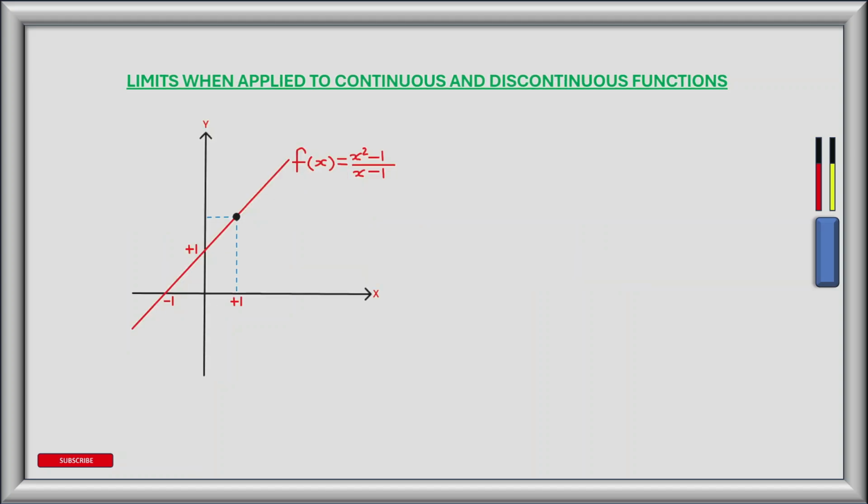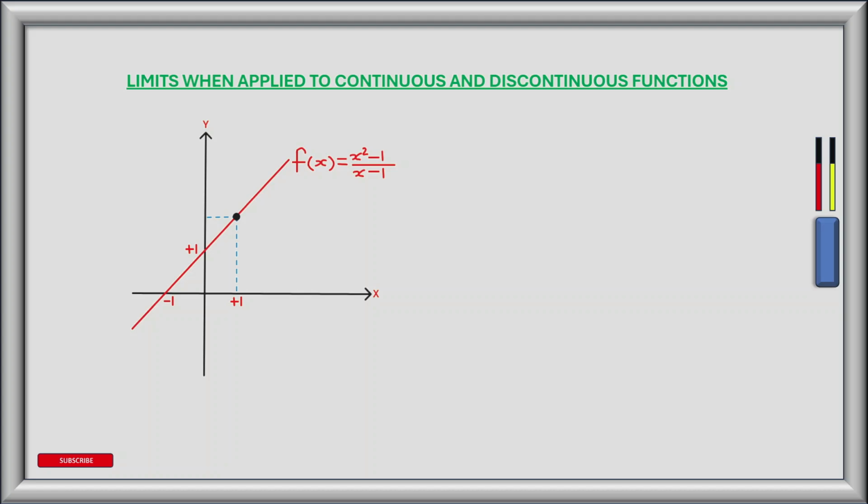Now let's look at this function, f of x is equal to x squared minus 1 divided by x minus 1. And let's do some checks to see if we can determine whether it's continuous or not. Just eyeballing it, it appears that we can draw the graph without taking our pen off the paper. Looks, however, can be deceiving.